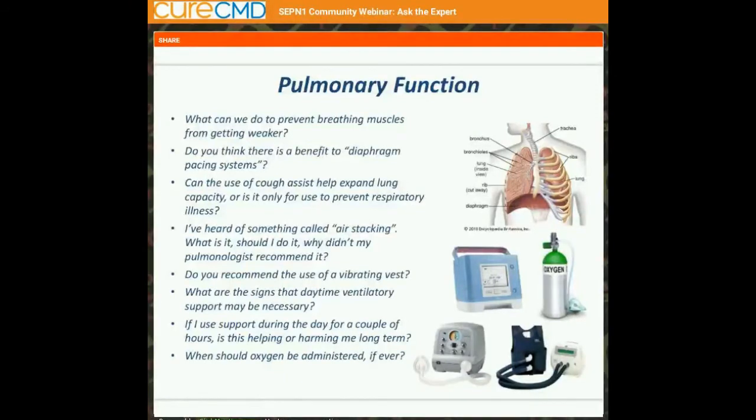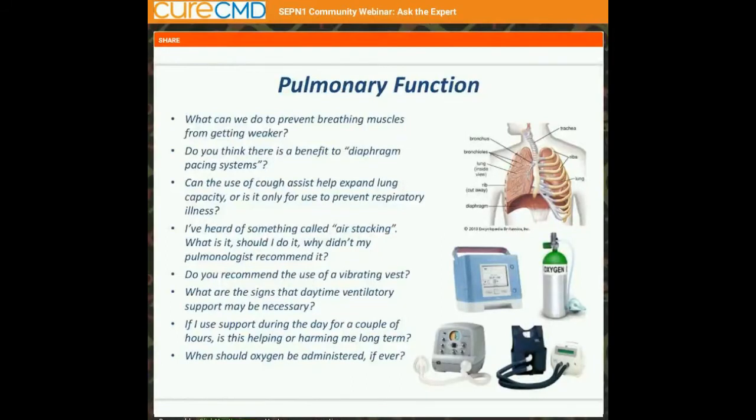Then the next question is, if I use support during the day for a couple hours, is it helping or harming me long term? It's certainly not going to harm you long term by any stretch. It can certainly help if it allows you to rest and recuperate and have the energy to do the things that you need to do.